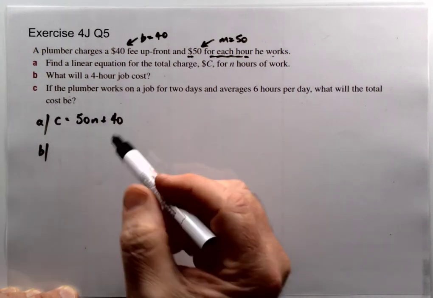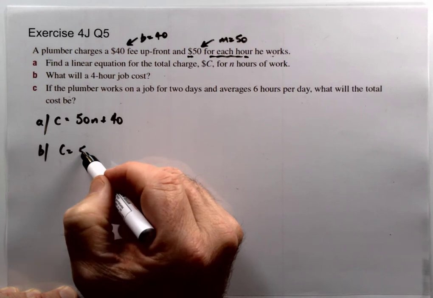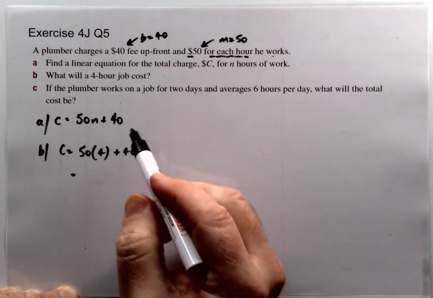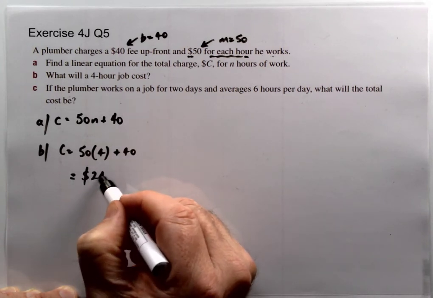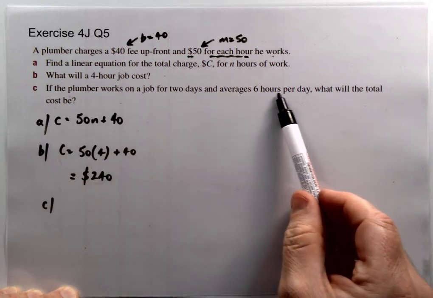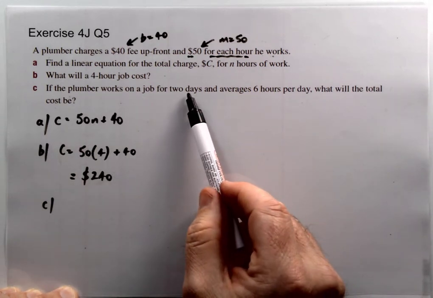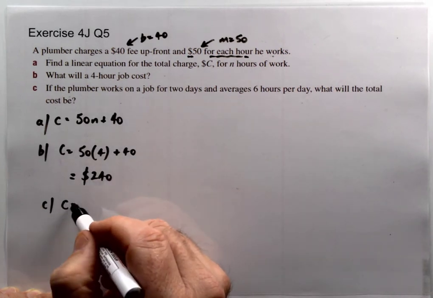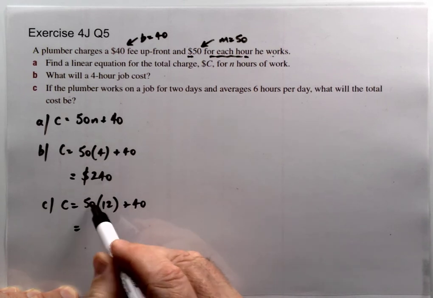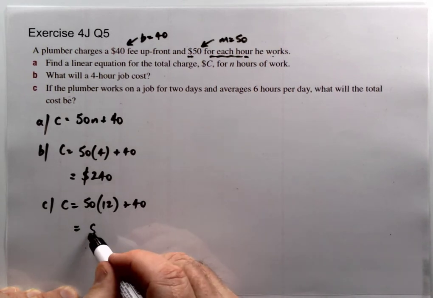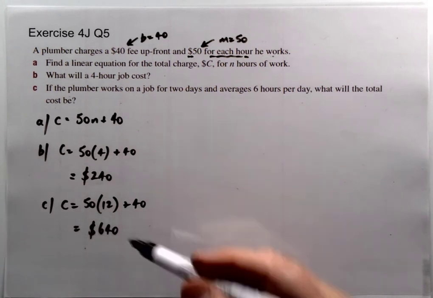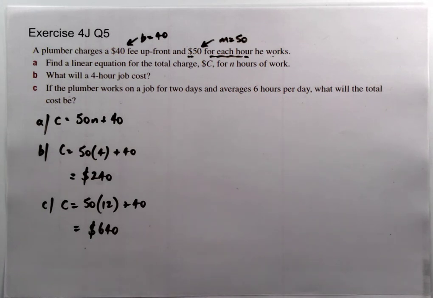Part B, what will a 4-hour job cost? We just replace n with 4. That gives us 200 plus 40, so $240. If the plumber works on a job for 2 days and averages 6 hours per day, what will be the total cost? So 2 times 6 is 12. 50 times 12 will be 600, so $640 there. You notice we don't need to draw a graph. There we were able to answer all of the questions purely algebraically.